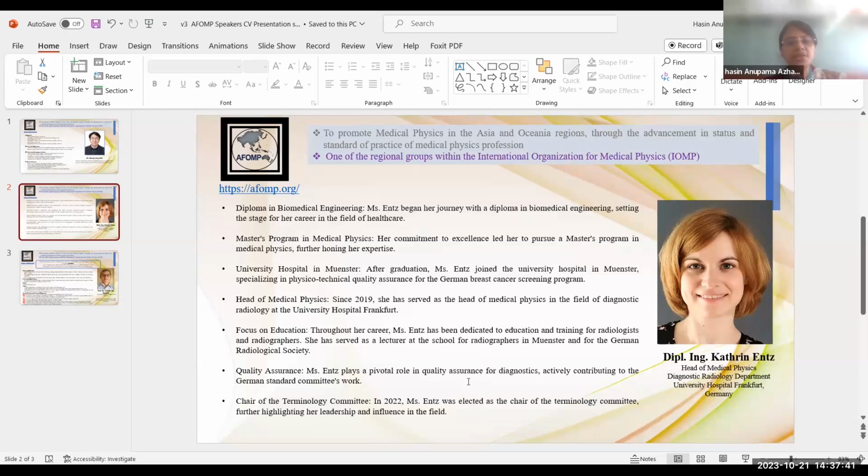She has played a pivotal role in quality assurance, especially for diagnostics, actively contributing to the German Standard Committee's work. She is the chair of the Terminology Committee, elected in 2022 as chair, further highlighting her leadership and influence in the field. So welcome to Kathrin Entz to the webinar.